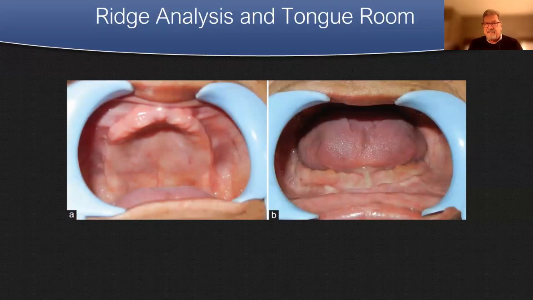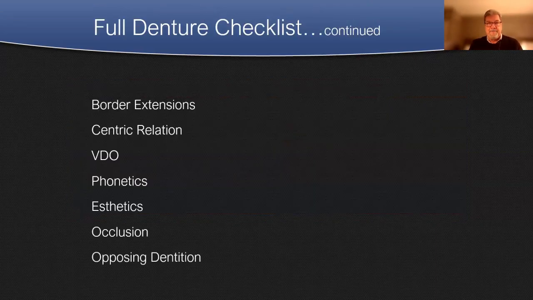This patient on the right has a large tongue. Most likely, if the denture is not contoured correctly, that patient is going to trip that lower denture out of the mouth, and it's not going to fit correctly. To continue the full denture checklist, we have to look at the border extensions, centric relation, VDO. Phonetics is a major part of it. We're going to talk about that in a little while. And aesthetics, occlusion, and of course, what the opposing dentition is.